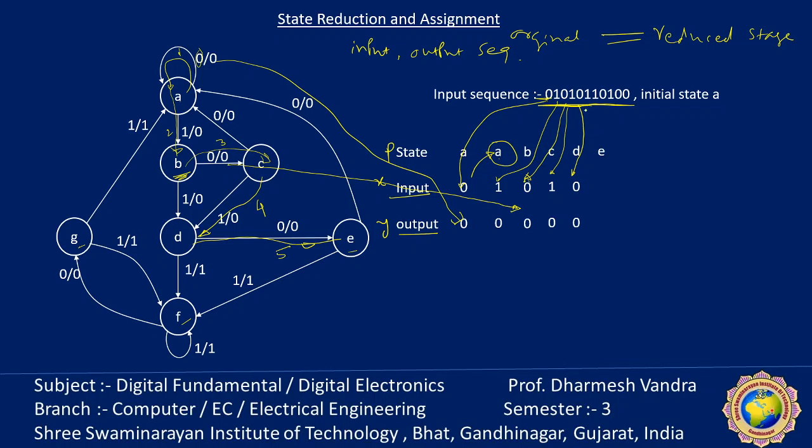In E, the input is one, so it will go into the next state F, and the output is one. In F, the input is one, so it will remain in the same state in the seventh step, and the output is one.